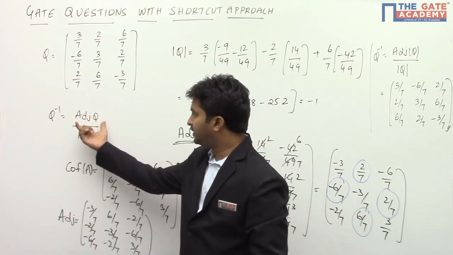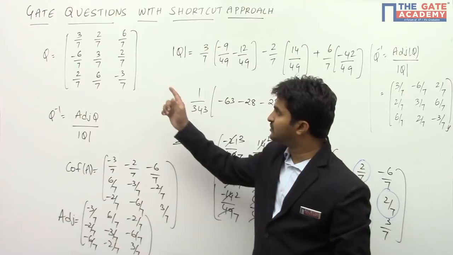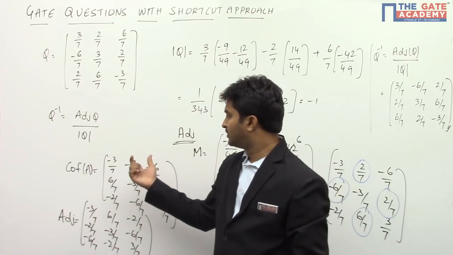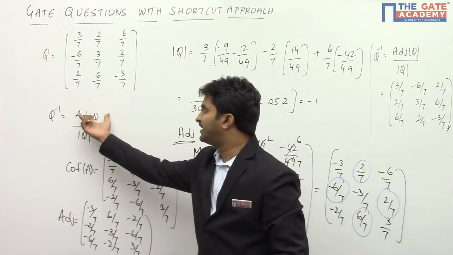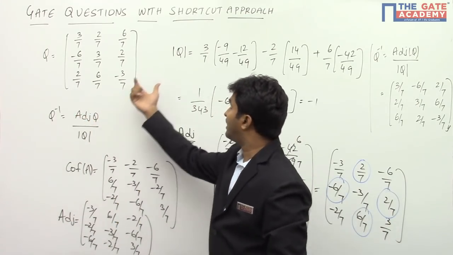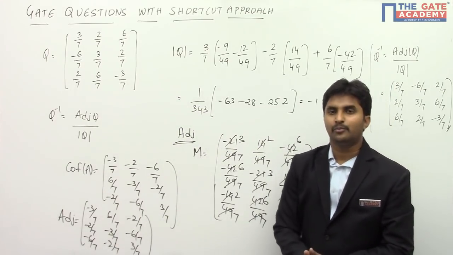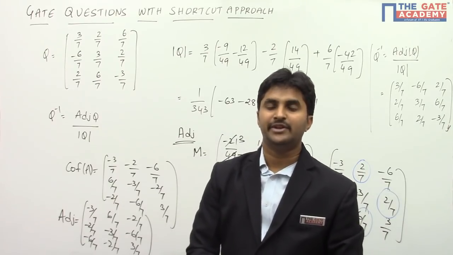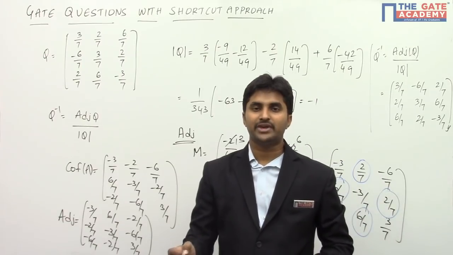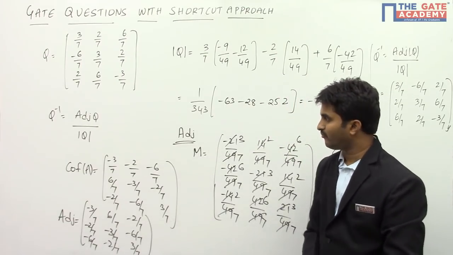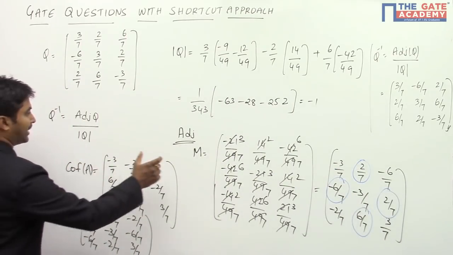So how to find the adjoint? First of all, we have to find the minor matrix of this particular matrix, followed by the cofactor, and finally the adjoint. That is how we find the adjoint matrix, and we also have to find the determinant of the matrix. This question belongs to the chapter of linear algebra, and the topic is the inverse of the matrix. First of all, how to find the minor matrix?